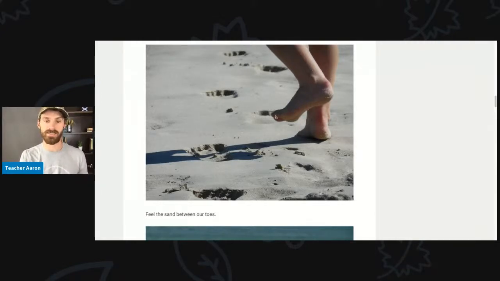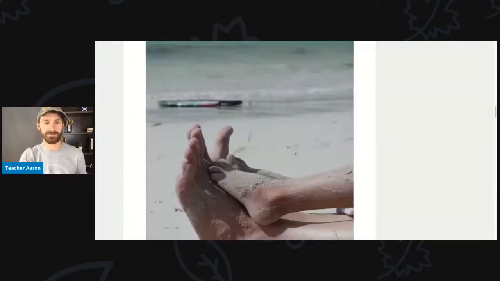In this picture, someone is walking along the beach and they are leaving footprints in the sand. Okay, this is a foot, and this is a footprint. That's where you can see where someone has walked because it dents the sand. It leaves an indentation in the sand.